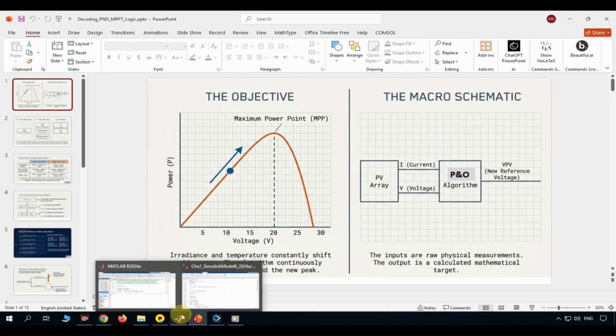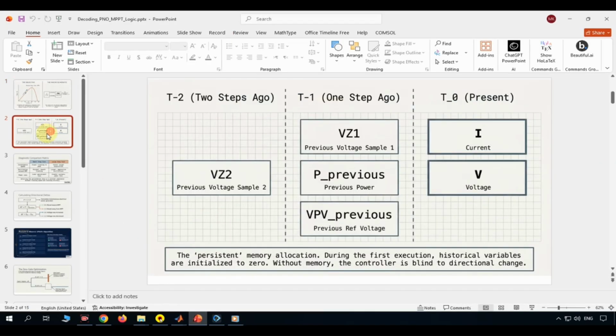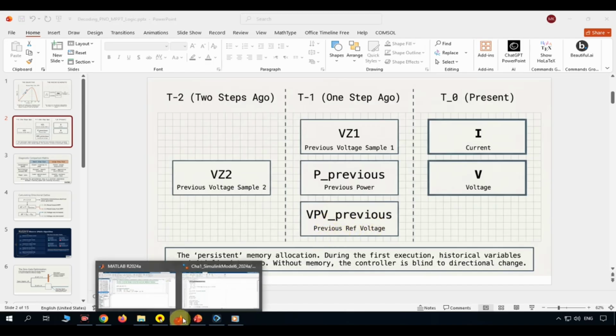At the beginning of the program, we notice the keyword persistent. Persistent variables are special variables that preserve their values between consecutive function calls. This is extremely important because the P&O algorithm must compare the current measurements with the previous measurements. Without memory, the controller would not know whether the power has increased or decreased. The variables stored are P previous, which stores the previous power, VZ1 and VZ2, which store the previous voltage samples, and VPV previous, which stores the previous reference voltage. During the first execution, these variables are initialized to 0.